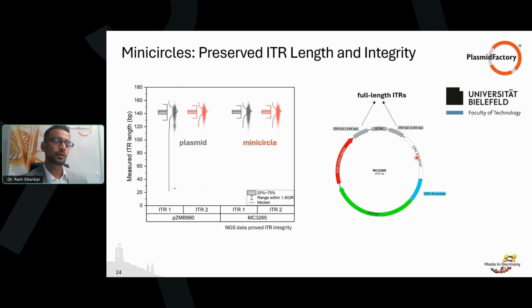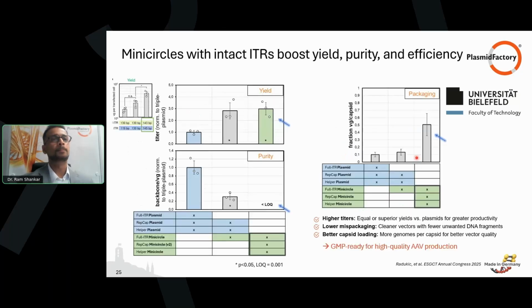It was very interesting for us to see that we can actually produce these minicircles while maintaining the ITR sequences at their full level. These two processes are not exactly similar, and we were successful in bringing them together and making them compatible, so that we were able to produce a minicircle for a GFP reporter gene, and we can now produce minicircles containing full-length ITR sequences. And when our collaborators, Marko Radukic and Christian Müller, applied them for AAV vector production, we had some very interesting results this year.